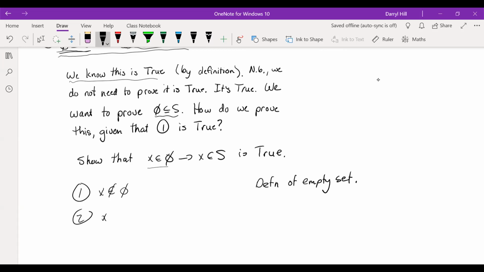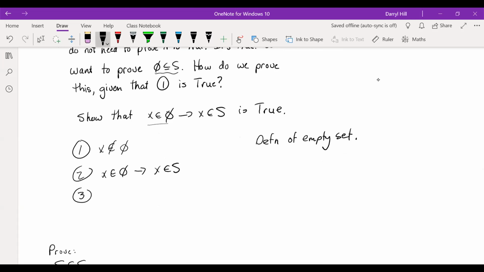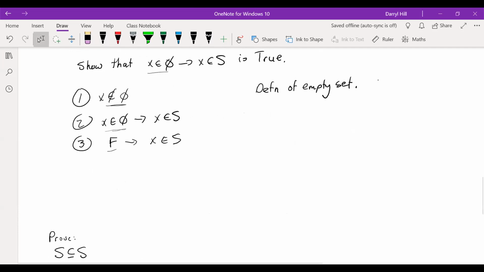Let me write it down again. So that means this could be expressed as false implies X is an element of S, right? Since this is false, because this is true. I'm explaining in English what I'm doing, which is kind of bad form, but yes, false antecedent. So this actually evaluates to true.